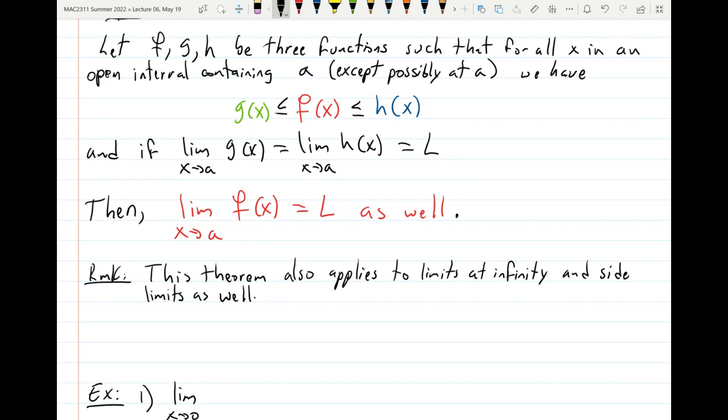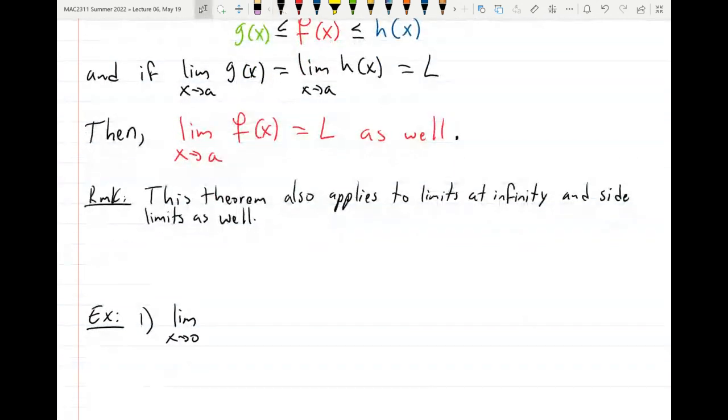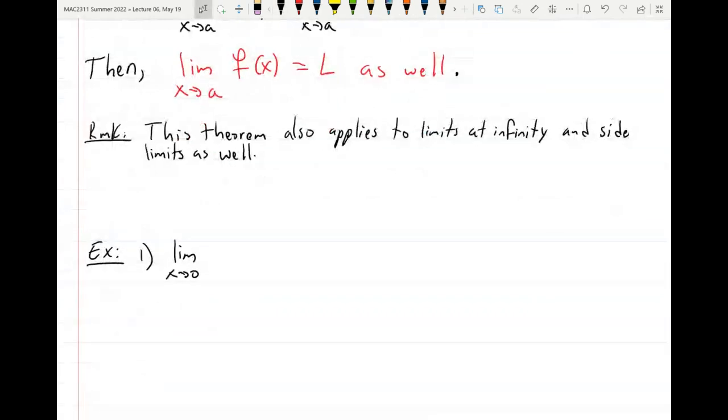Okay, because I don't want to write the same statement 3 or 4 more times: to positive infinity, to negative infinity, to the right of a, and then to the left of a. So for all types of limits, the Squeeze theorem is valid. All right. Having said that, let's do our first example.